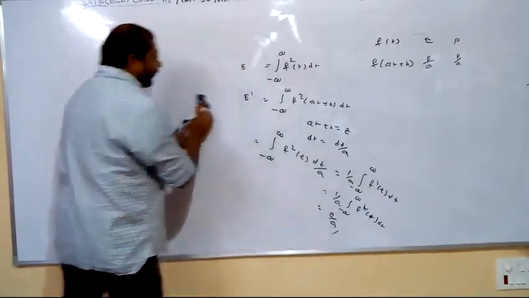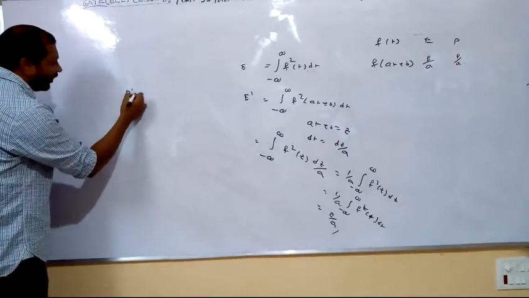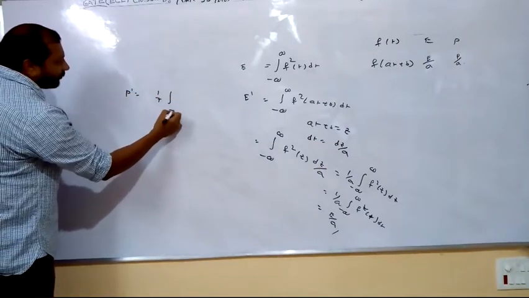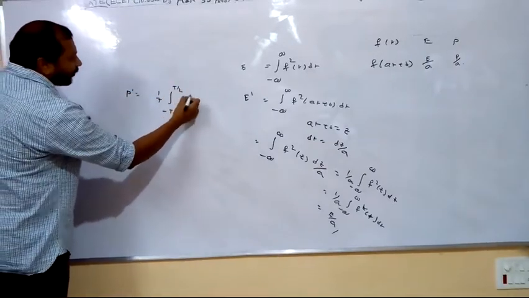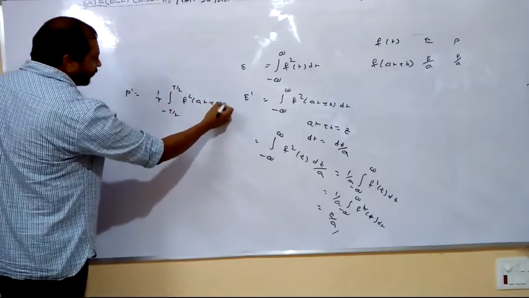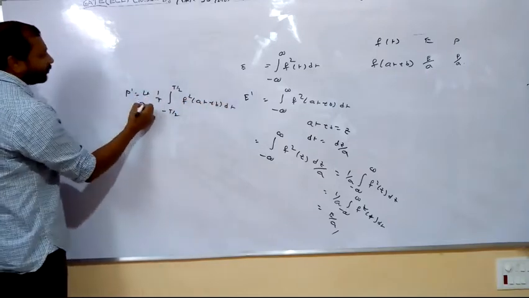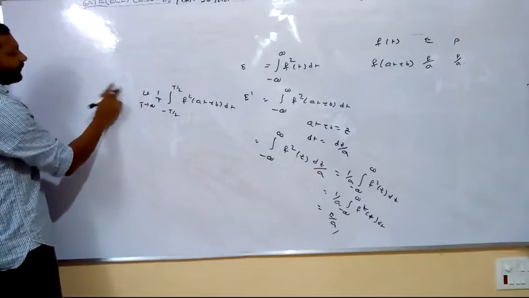For this, the power of the signal P dash I am writing as 1 by T times the integration from minus T by 2 to T by 2 of f square of at plus b dt, with the limit T tending to infinity.